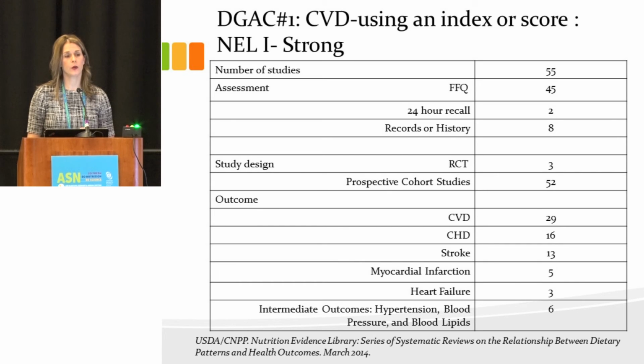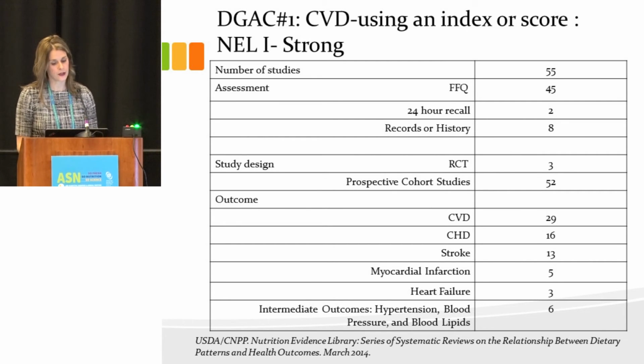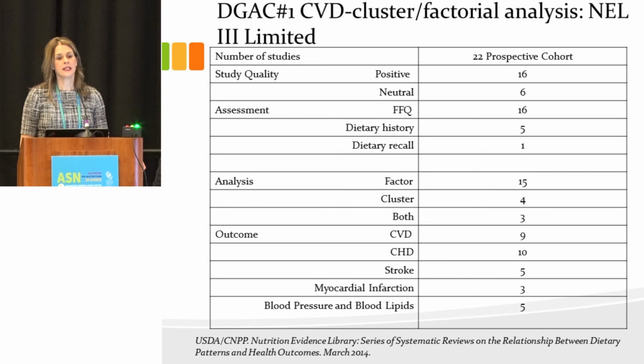They provided a Category 1 strong evidence from 55 studies, 45 of which measured diet with food frequency questionnaires, and the majority of which were prospective cohort studies. And you can see that I've outlined the endpoints of interest and the number of studies aligning with those here. They found limited evidence for cluster and factor analysis, and this is because of a lot of the reasons that I explained earlier, a lot of the subjective decisions, there's not a lot of comparability between studies. It was very hard to synthesize that literature, but they did have 22 prospective cohort studies.